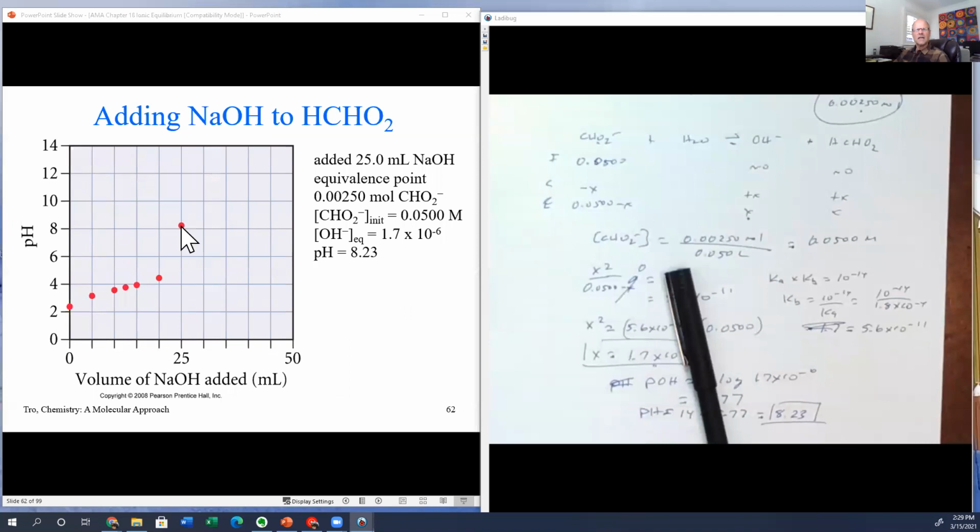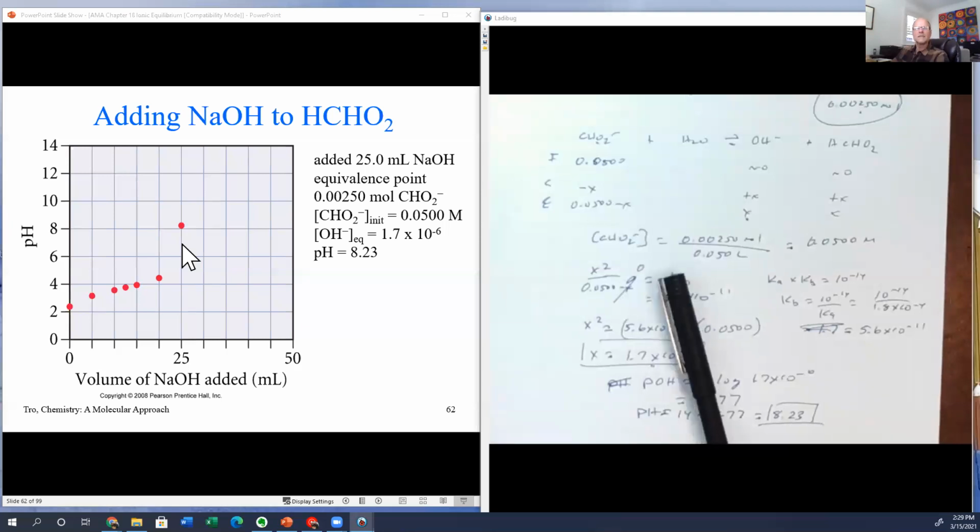Okay. Now, notice the pH is not 7, right? Remember when I had a strong acid, strong base titration, the pH was 7. That was an equal match, right? You had strong and strong. Now I have strong base, weak acid. Who wins? The base, right? That's why the pH is a little bit basic. Okay, it's not pH neutral. All right. Does that make sense, everyone?